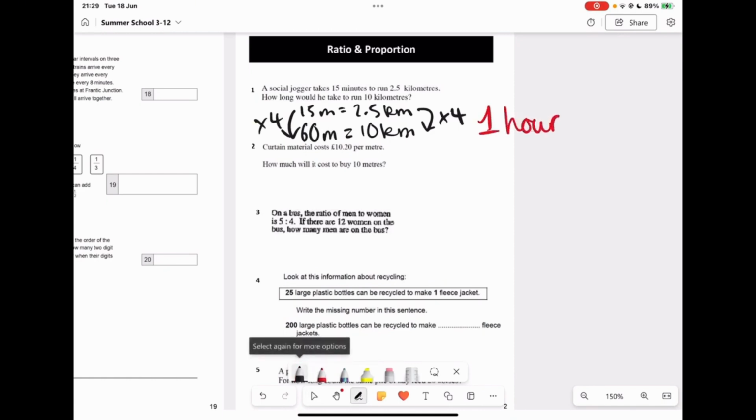So question 2. Curtain material costs £10.20 per metre, so then 10 metres will cost £10.20 times by 10. And that's equal to our answer of £102.